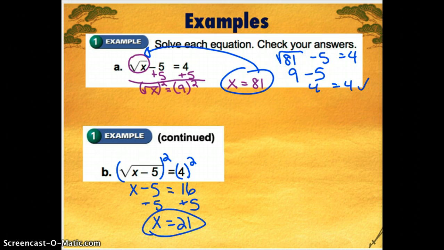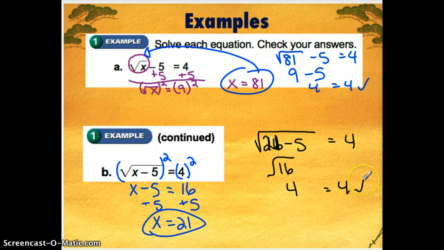Again, since sometimes some weird things go on, let's check that. The answer I got was 21. So square root of 21 minus 5: 21 minus 5 is 16, and the square root of 16 is 4. So it checked out, and I'm happy. x does equal 21. So the key difference: when the minus 5 is under the radical and you already have the radical alone, go ahead and square first. When it's not, make sure you get everything else away first.